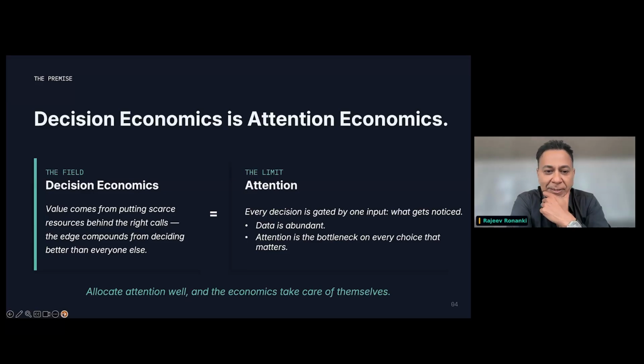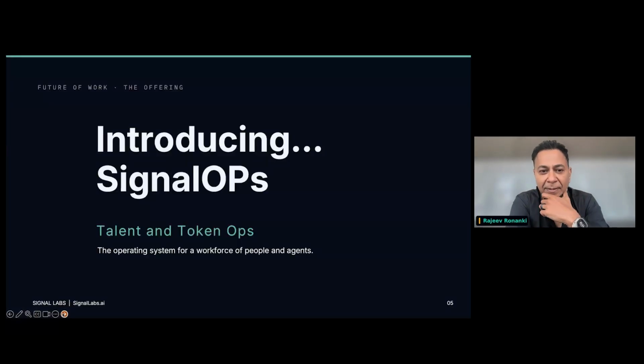And so in some ways, decision economics and attention economics aren't two separate things. You could almost think of them as one and the same, in the sense that if you allocate attention well, the numbers and the results kind of take care of themselves. Which begs the question, what is the system underneath that needs to make that happen? That's what we built, and we're calling it SignalOps.